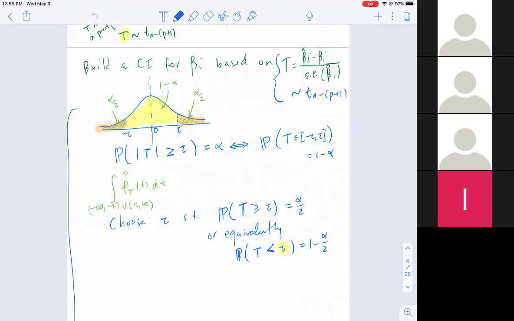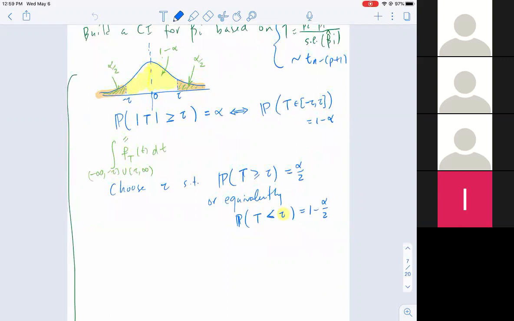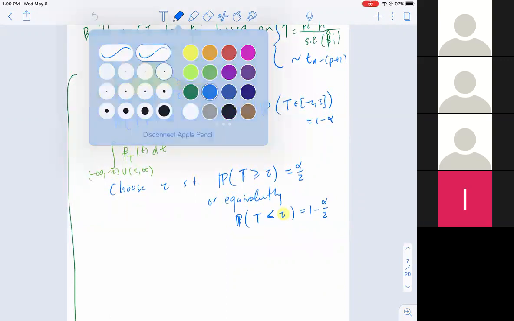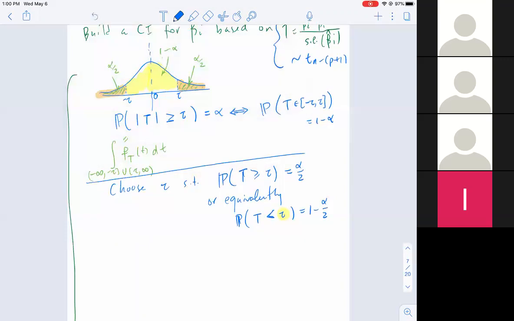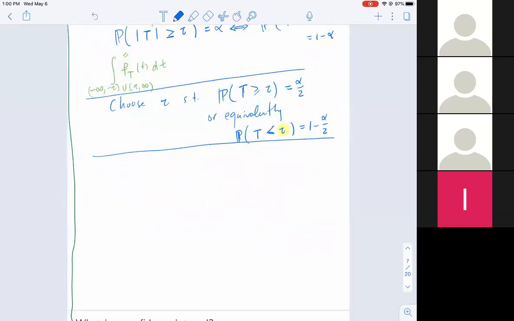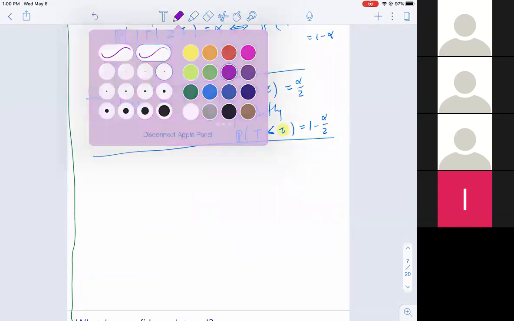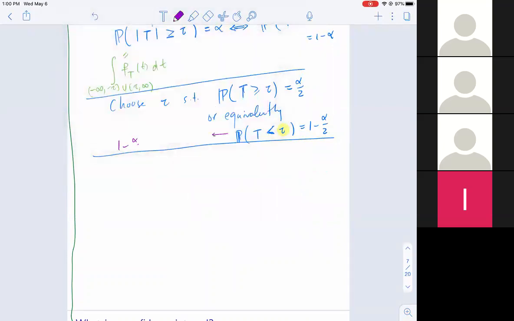So this tau you can compute from a t-table. This is called the 1 minus alpha over 2 quantile of t with n minus p plus 1 degrees of freedom. That's the distribution.